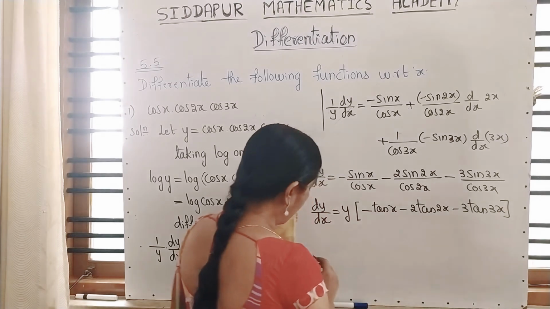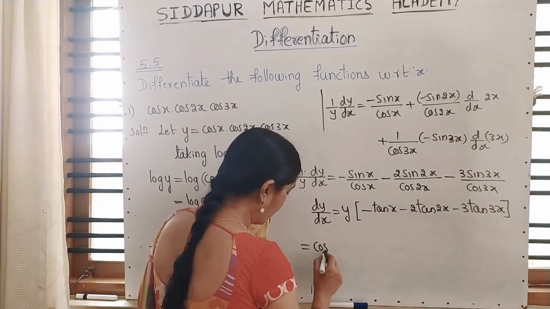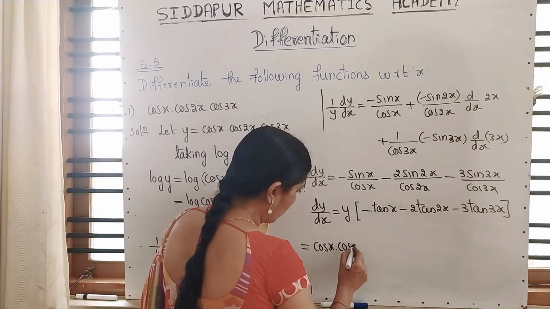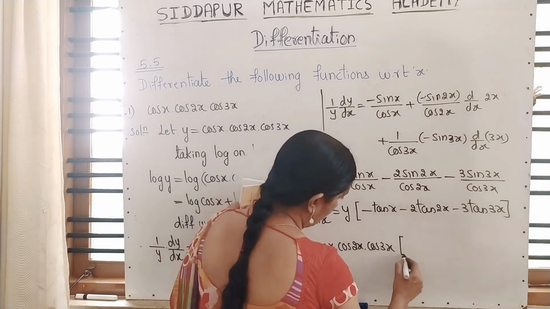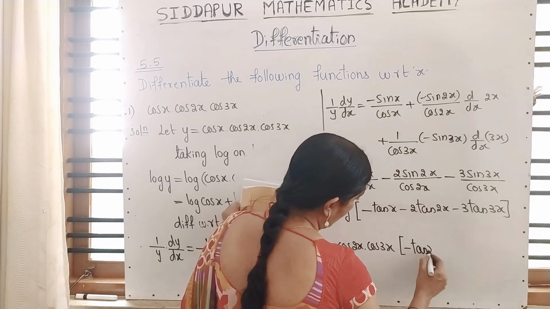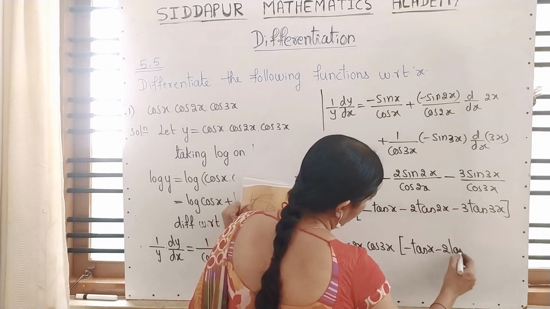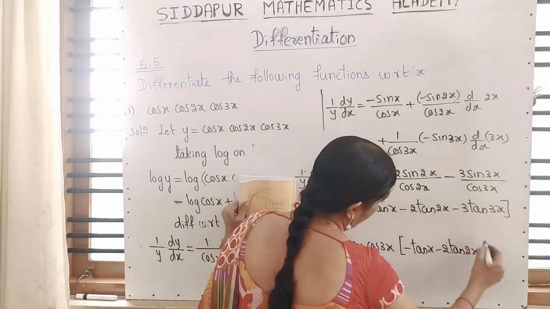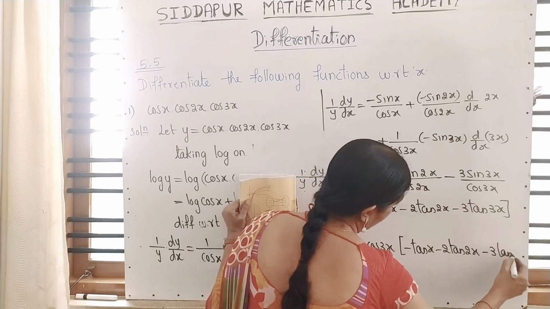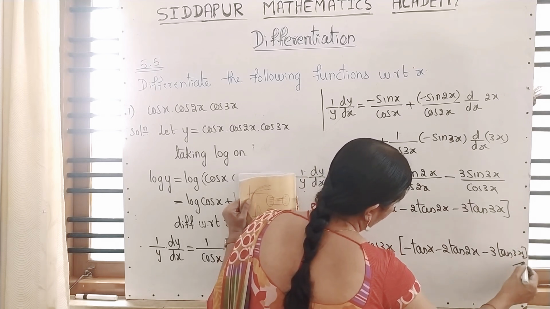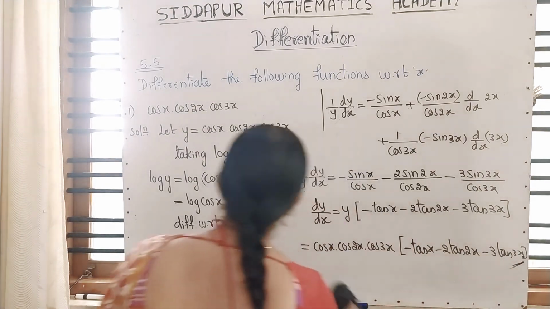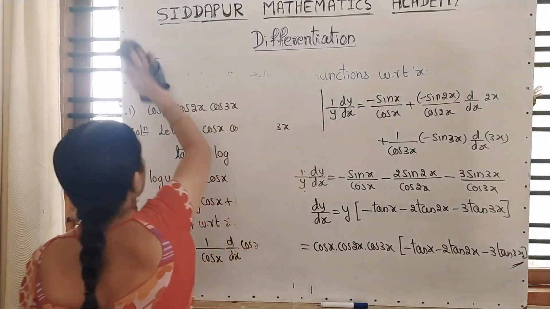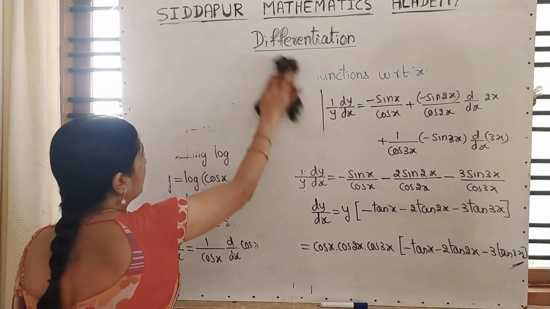In the next step, write on that y value. Y is cos x into cos 2x into cos 3x in the bracket minus tan x minus 2 tan 2x minus 3 tan 3x. This will be the answer. Moving to the next question in the NCERT 5.5.